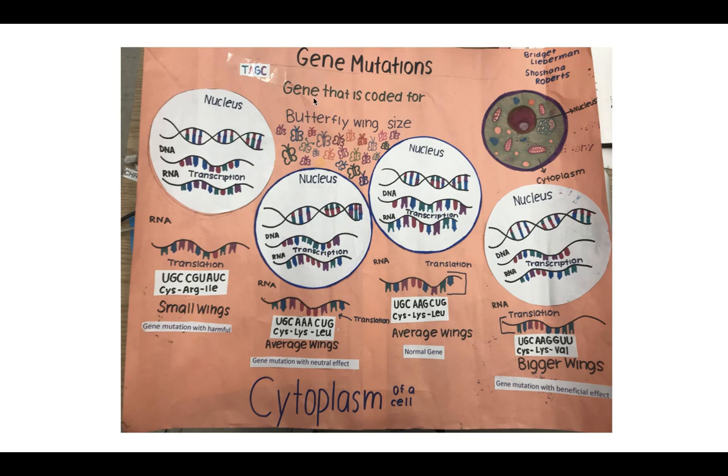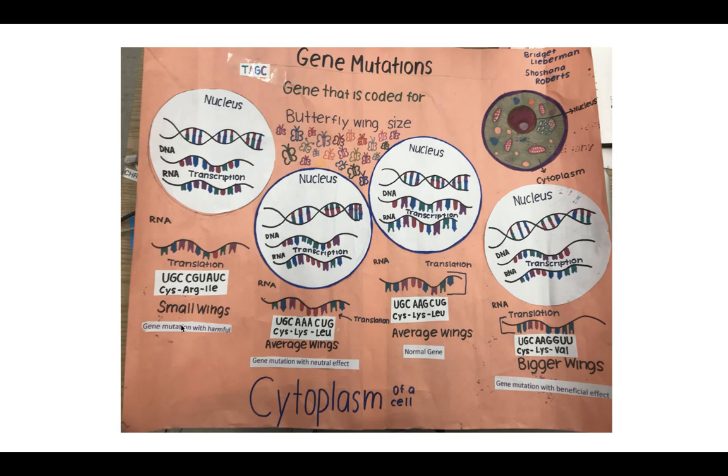Like my mutation that I chose is butterfly wing size. No one can do butterfly wing size since I am giving this as an example. So my normal gene was average size wings. But then a mutation occurred where G was replaced by an A. So this was a substitution mutation. So I still ended up with average wings, but the mutation did occur and it's a neutral mutation.